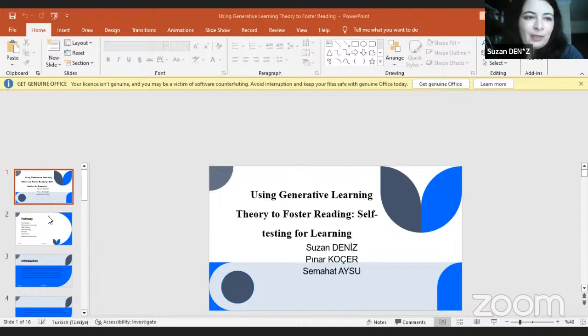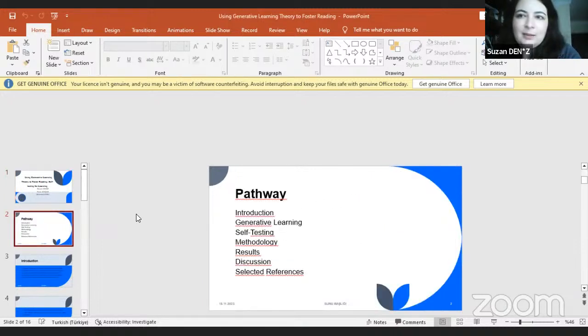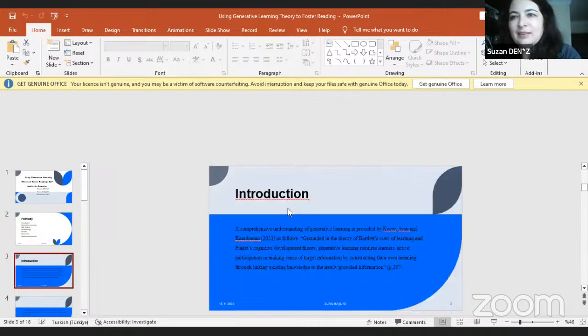So firstly, I would like to give you an idea of the pathway of the presentation, starting with an introduction, and maybe talking about generative learning and self-testing in particular with a couple of sentences. And then I will try to explain the methodology, and then I will share the results and discussion, finishing with a selected reference list. And I should maybe declare, before the introduction, that this study has been a highly experimental study.